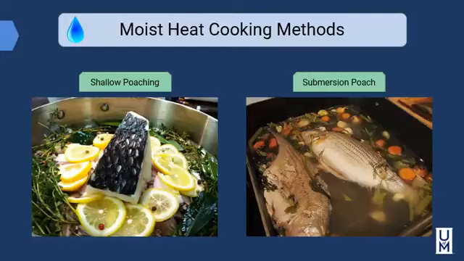Poaching is the first of our moist heat cooking methods, and here we see two examples of poaching, including shallow poaching and submersion poaching. Shallow poaching is only using a little bit of water on the bottom and essentially creating steam. We cover the food with some kind of lid or a cloche, and we allow the moisture on the bottom to steam upward and through the aromatics and into the food, such as this Chilean sea bass. Submersion poaching is just what it sounds like.